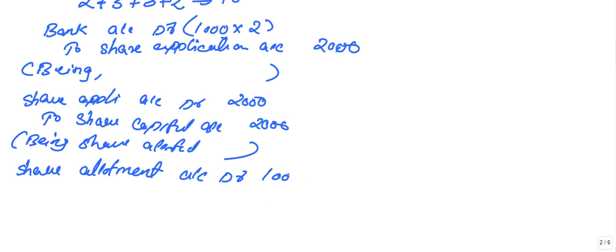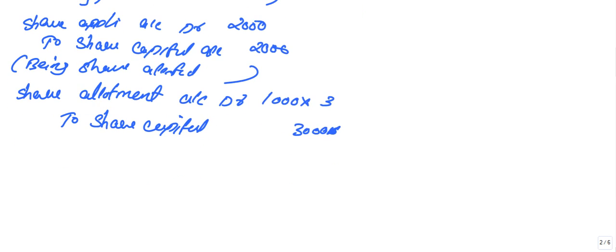That is 1000 into, I think, 3. Okay, correct, 3 only. To which account? To share capital account. I am writing here share capital only. You have to write the name of the share capital, that means either equity share capital or 16% preference share capital, like that. So I am writing here 3000 rupees. Then write the narration: the share allotted, allotment money due.